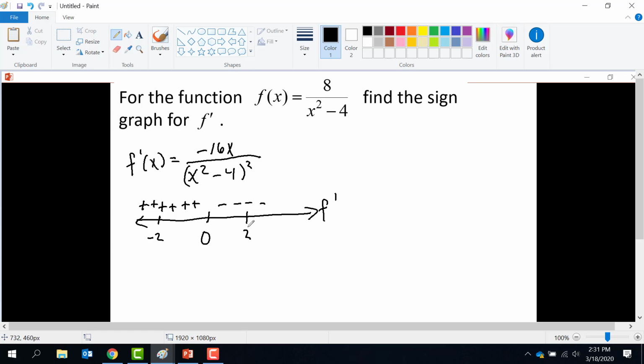So we have two types of critical numbers. We have numbers that make the derivative 0. Those are called stationary points. We have a stationary point right here at 0. And we have numbers that make the derivative undefined. That's at negative 2 and 2.